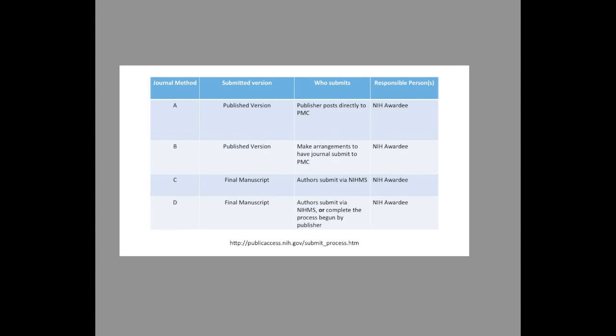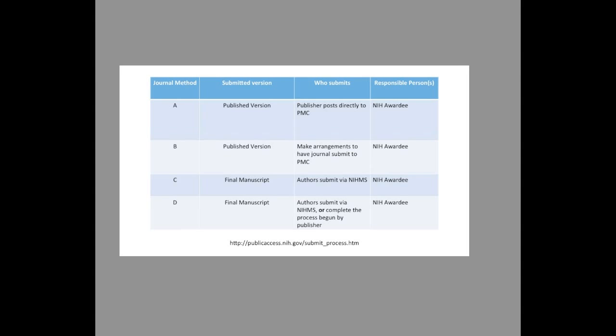In the final manuscript version, so journal methods C and D, what happens is you send in your final draft that you sent to the publisher, and PubMed Central will format that paper so that all PubMed Central articles are similar in formatting.